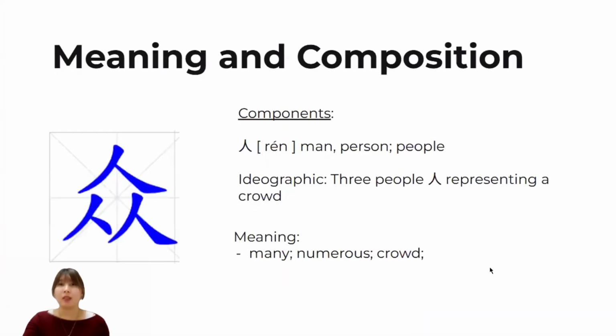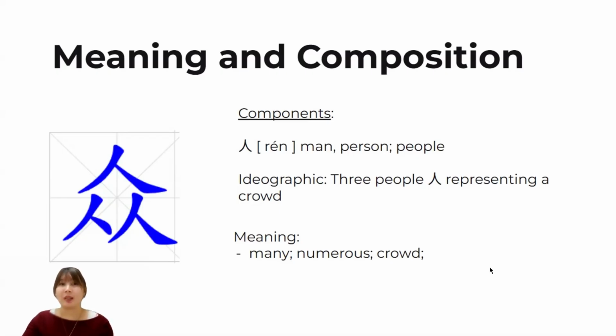So a little bit about the character composition itself. It's made of three 人, which is man, person, or people. And so the meaning of this word is many, numerous, or crowd. So pretty much it's an ideograph, which literally means three people representing a crowd.